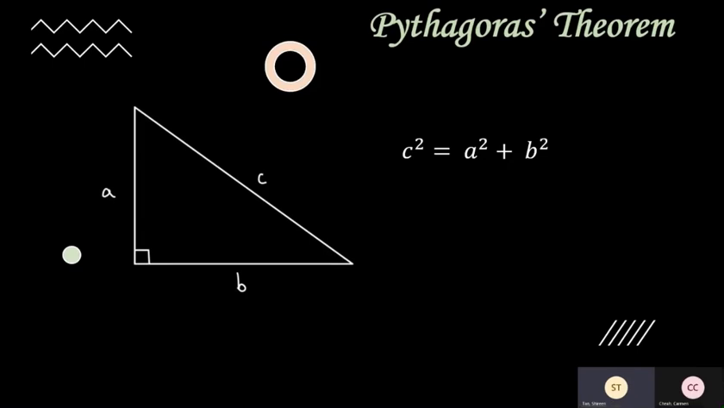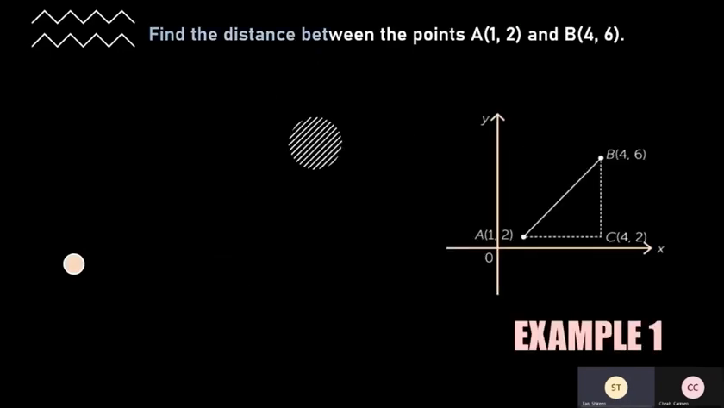As you can see from the triangle, c is the hypotenuse, which is the longest line and opposite to the right angle. We can derive the equation with c as the subject, which is c equals the square root of a squared plus b squared. With this formula, we are able to find the distance between 2 points.